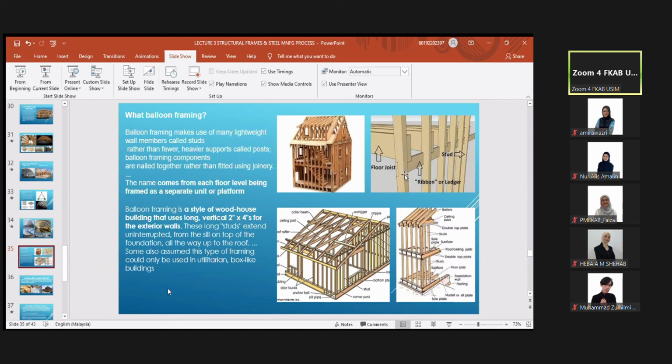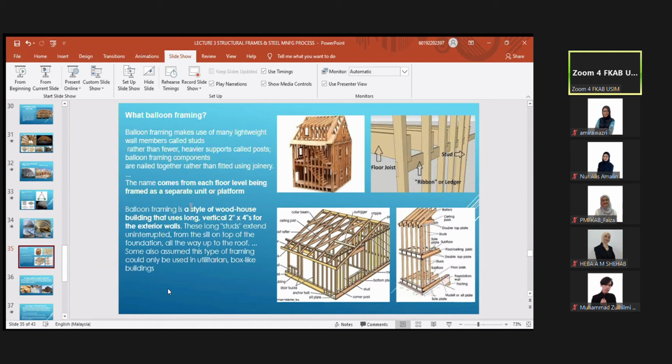Okay, and we got this ledger, and then in between some blocking. Blocking is to hold the studs together, rather than fewer heavier supports for the post, we call post. Balloon framing components are nailed together rather than fitted using joinery. So they join together, but most of them using nails. The name comes from each floor level being framed as a separate unit of platform.